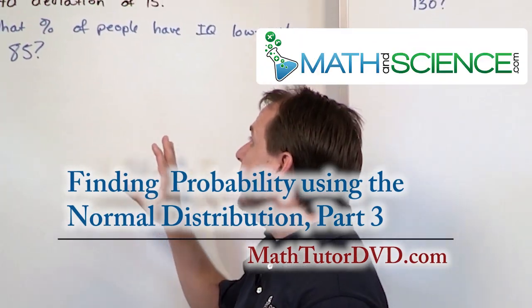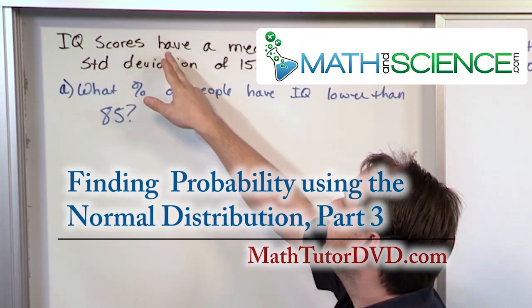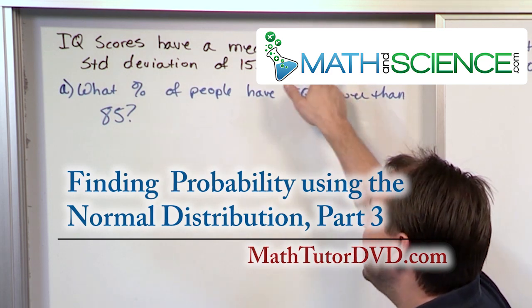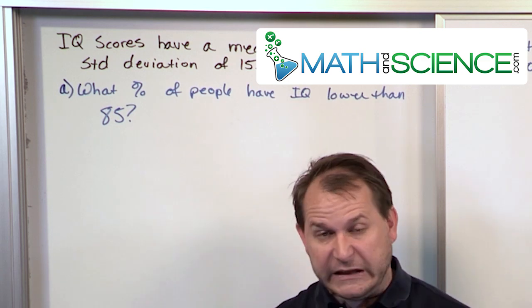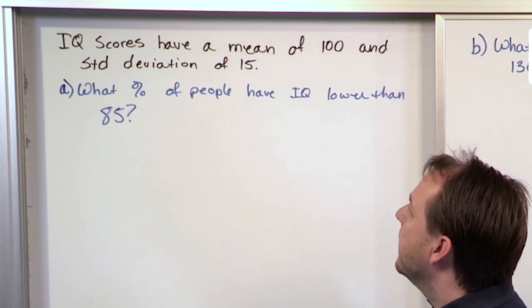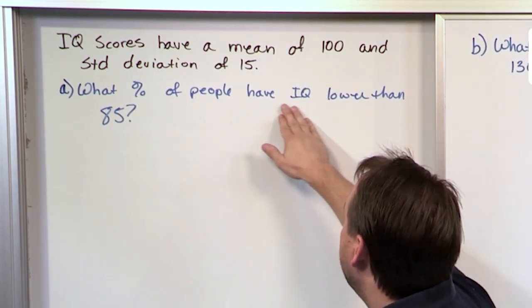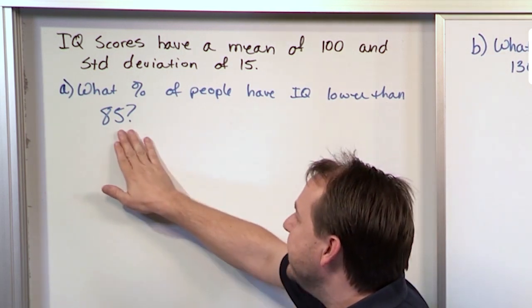So what we have here is a question. IQ scores have a mean of 100 and a standard deviation of 15. By the way, I don't know this to be actually completely true, but it's probably ballpark. What percentage of people have an IQ lower than 85?